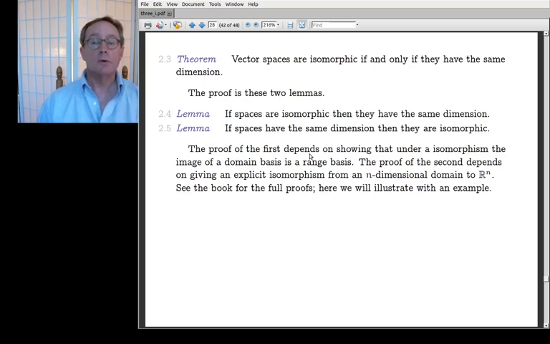So basically what we show is that the bases correspond. The proof of the first depends on showing that under an isomorphism, the image of a domain basis is a range basis. So the bases correspond. And then the second depends on giving an explicit isomorphism from an n-dimensional domain to Rn. So the book has the full proofs, and as I often do in these videos, instead of giving the full proof, I'm going to give an illustration that I hope helps a person get ready to read the full proof.